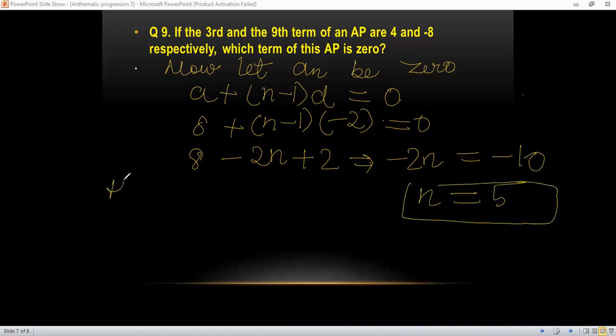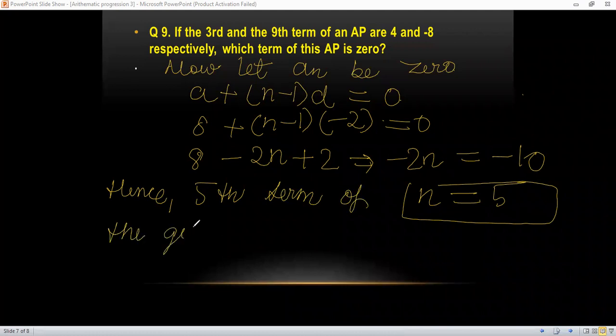Hence, the fifth term of the given AP is 0. So for this value n is equal to 5, the term of the AP will be 0.